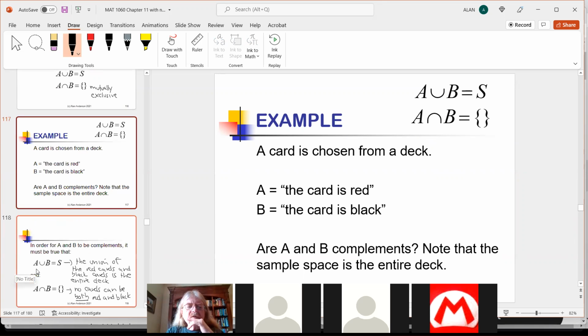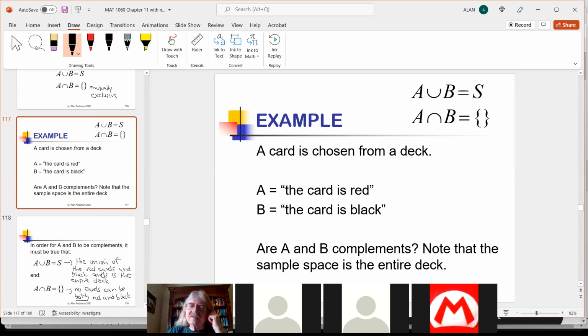So, first of all, is the first condition true? Is there a union the entire sample space? In this case, that means is the union of the red and the black cards equal to the entire deck? And the answer is yes. On the other hand, is it true that no cards are both red and black? And the answer is again, yes.